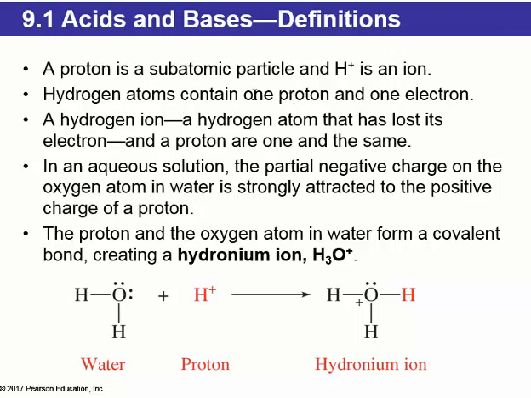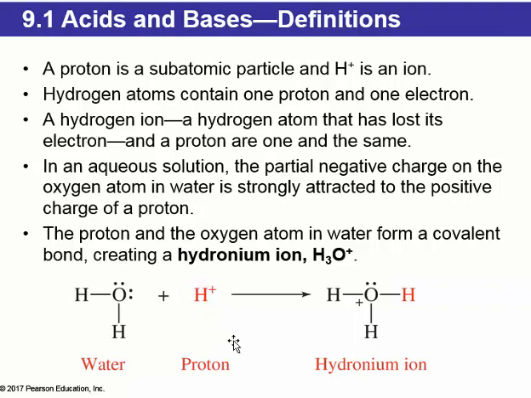A hydrogen atom contains one proton and one electron, and typically no neutrons. So when the H+ ion is formed, it means that the hydrogen atom has lost one electron. So that means that all that is left is a proton.